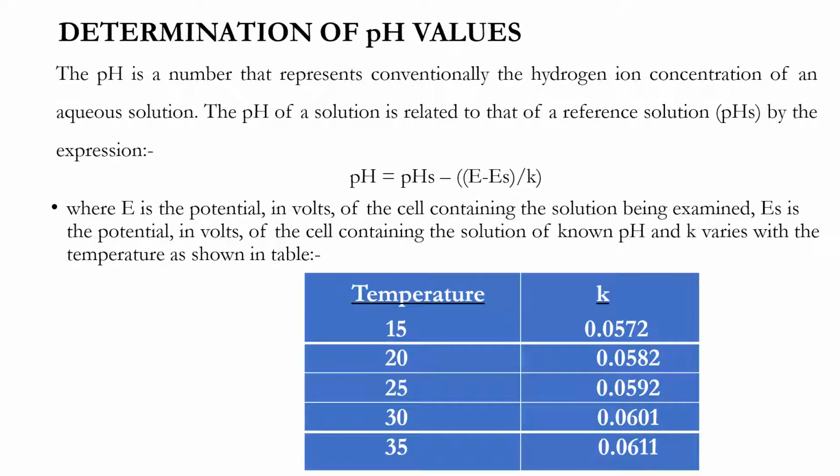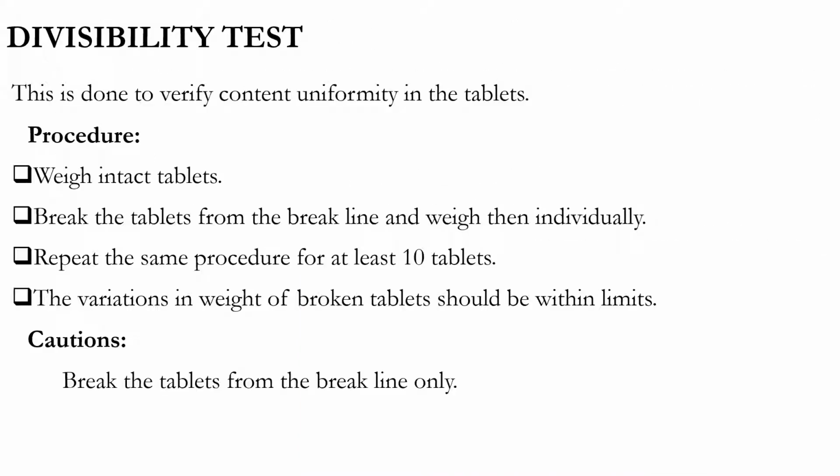For pH value, we have the digital pH meter. We have already shown in the previous video how one can easily find out the pH. Next is the divisibility test. This test should be done to verify the content uniformity, that is CU, in the tablet.